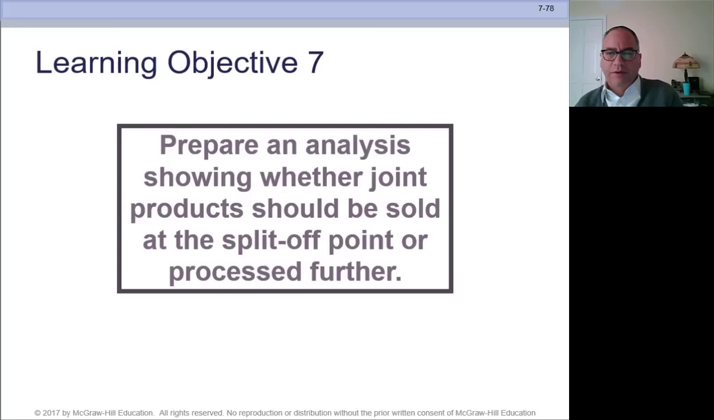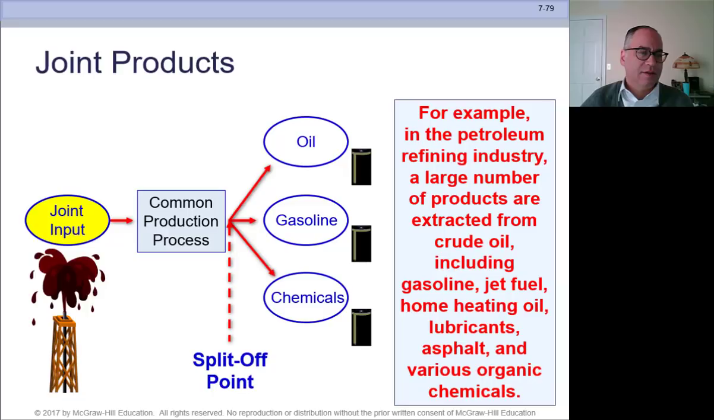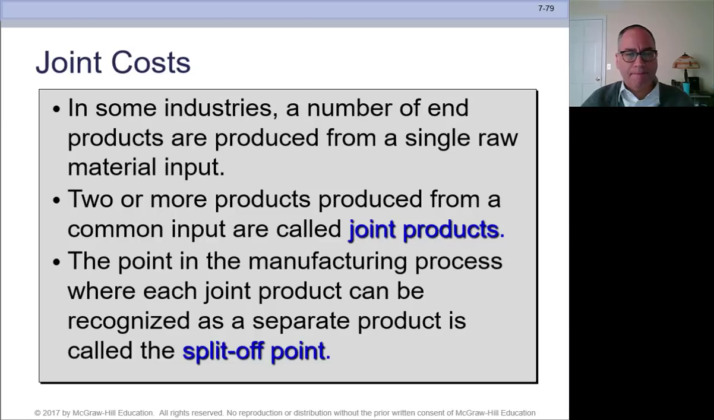Learning Objective 7: prepare an analysis showing whether joint products should be sold at the split-off point or processed further. And the idea here is that sometimes there's a single raw material input that's going to create several end products.